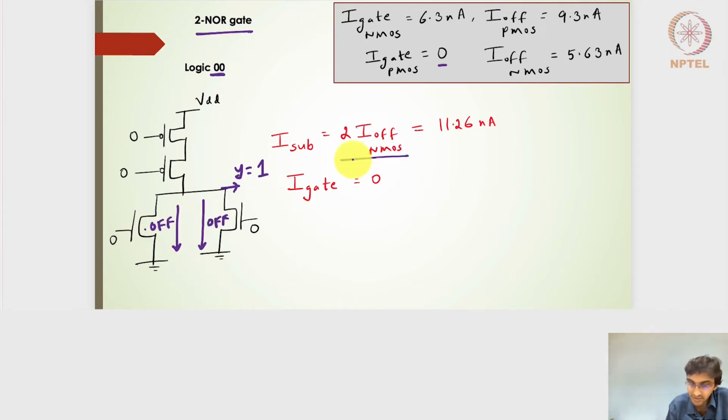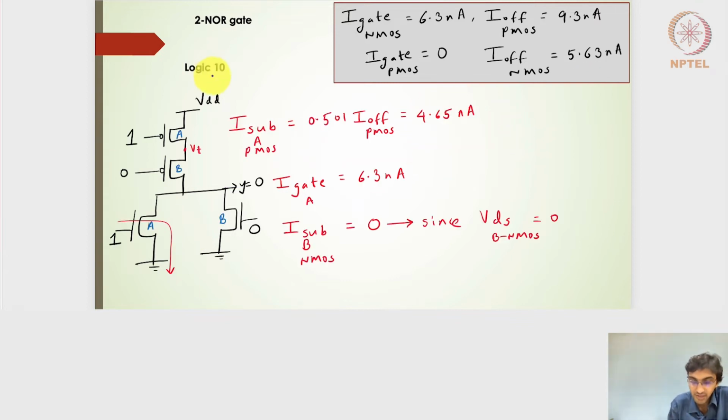So my subthreshold leakage current will be nothing but coming from two independent off transistors. So it will be twice that of the I off of NMOS. I off of NMOS is nothing but 5.63, so multiplied by 2 will give me 11.26 nanoamperes. The gate leakage current is anyway 0, because these two transistors on the pull up side are on, so I will not have any subthreshold leakage current coming from the pull up circuit. So overall, the static power will be nothing but 11.26 nanoamperes multiplied by 1 volt, which will be 11.26 nanowatts.